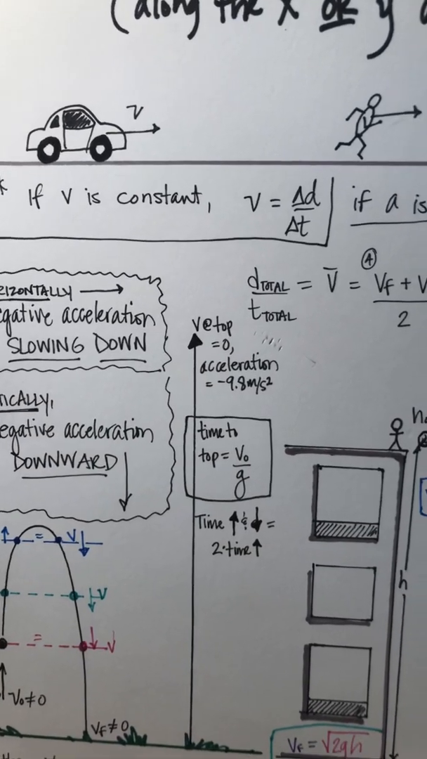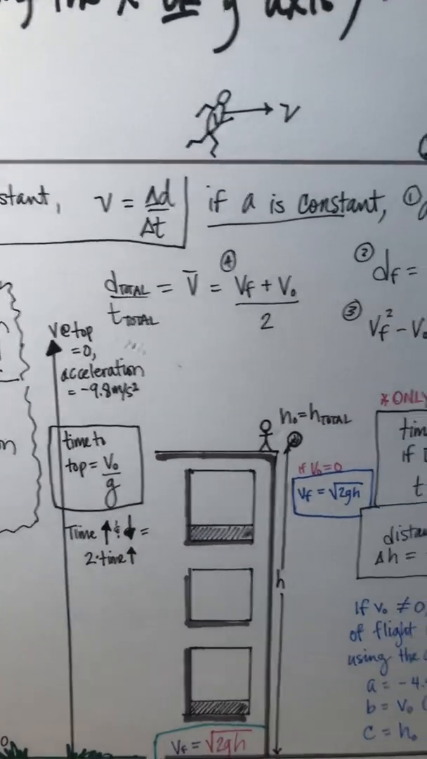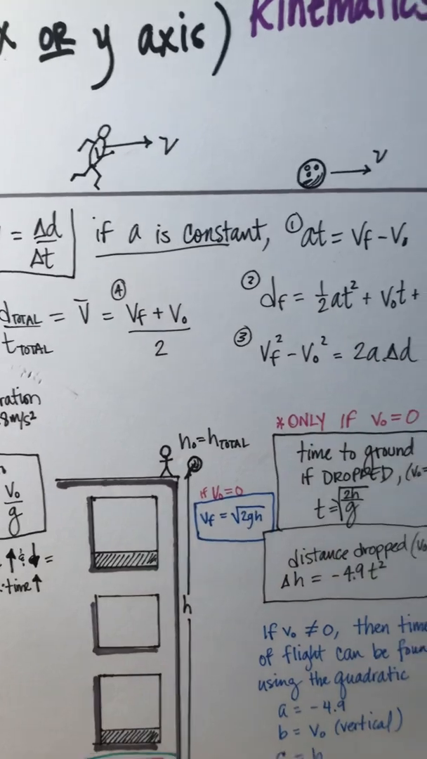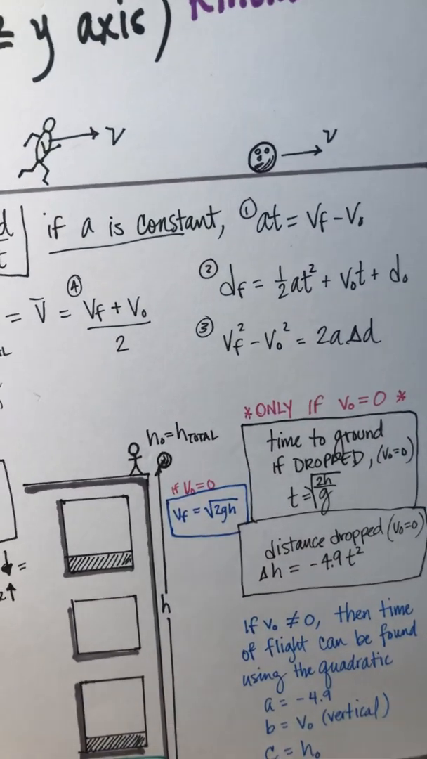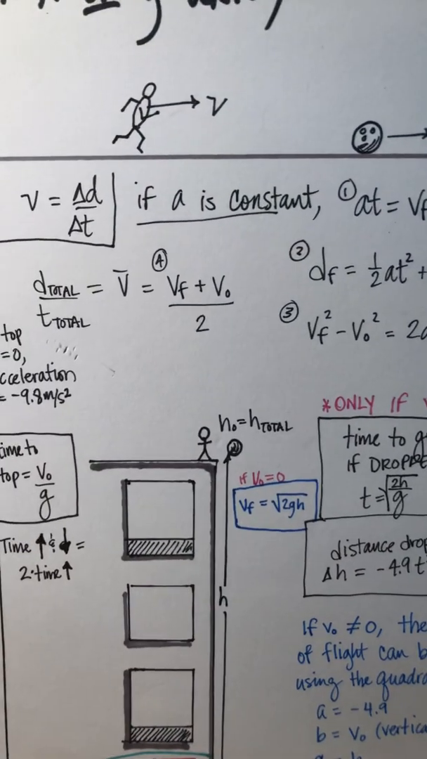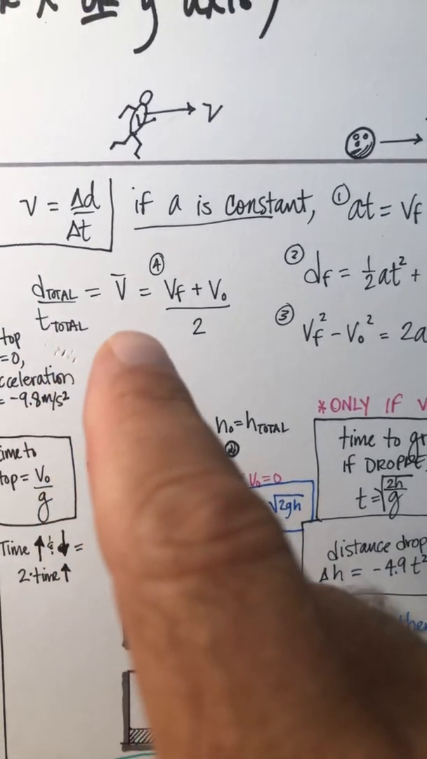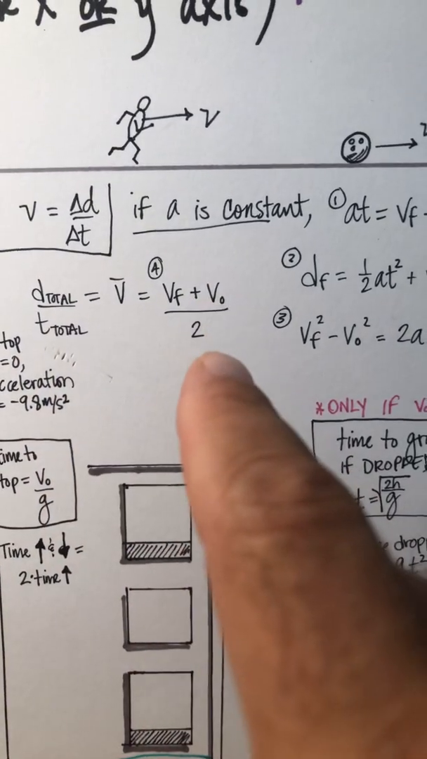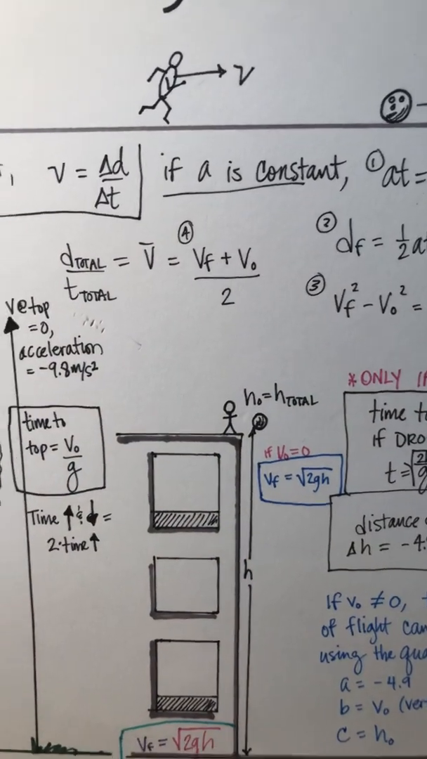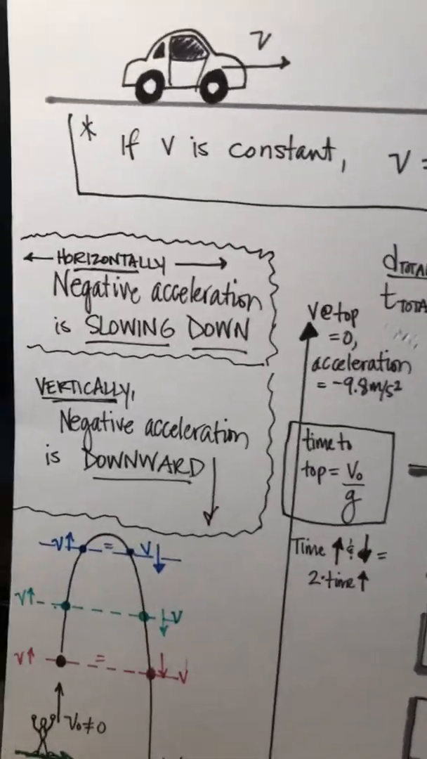If v is constant, velocity is change in distance over time. If a is constant, we've got a series of equations that we can use for that. I'll go over those in more detail if necessary. One worth pointing out is that total distance over total time is average velocity, which is v final plus v initial over 2. That'll come in handy as a shortcut.